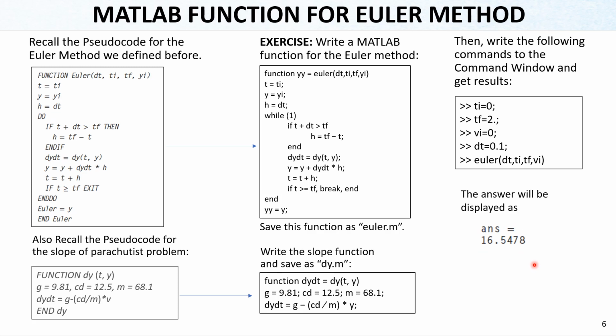So this is a straightforward implementation of modular programming, as an example for the Euler method, and you can use this for the Parachutist problem as well as in different problems in the future.